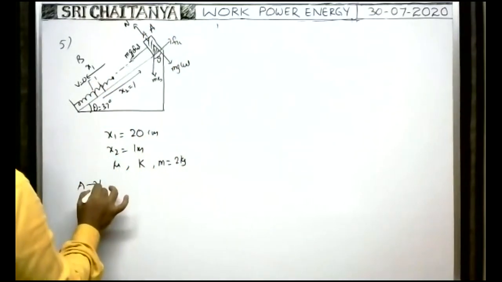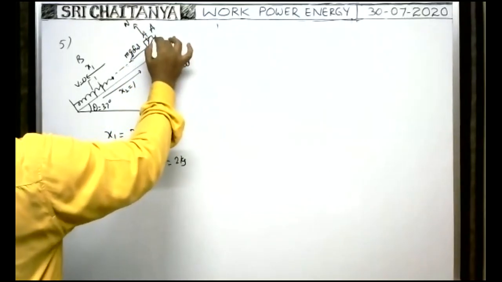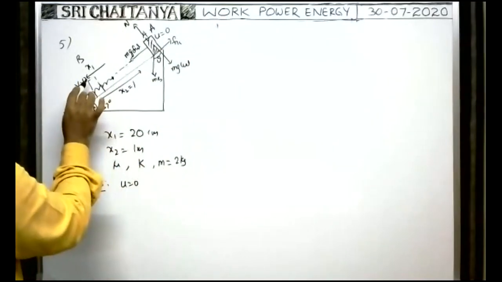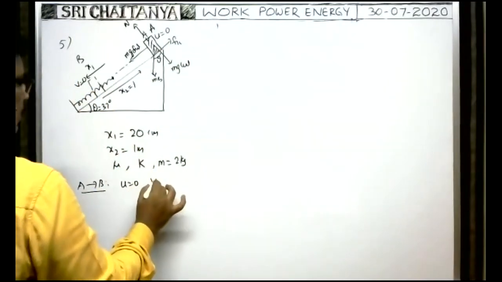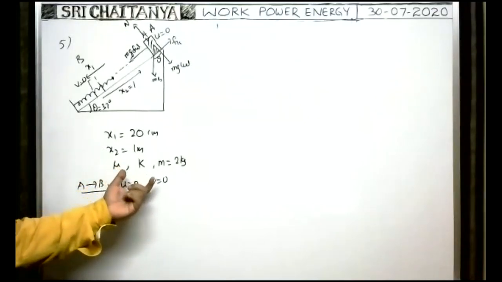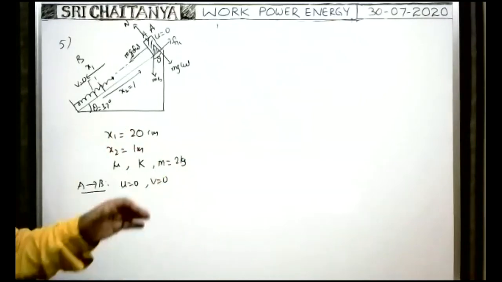When you consider the motion of the block from A to B, the initial velocity is 0 because the block starts from rest. And when the block reaches point B, the final velocity is also 0. As the initial and final velocities are both 0, the change in kinetic energy is equal to 0. If you know the change in kinetic energy, the net work done is 0, no?